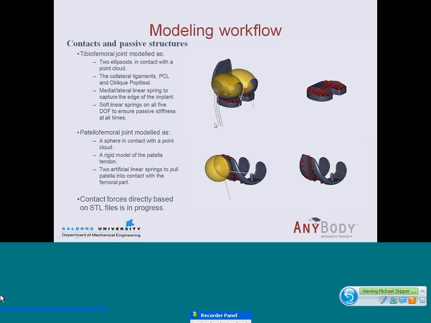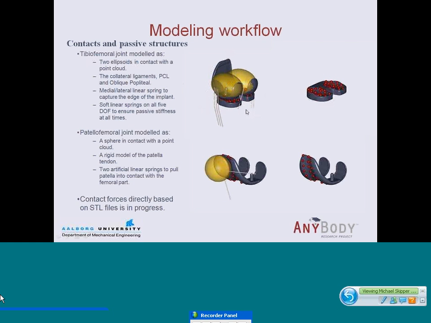Then ligaments were modeled, so the medial collateral ligament and the lateral collateral ligament, the PCL and the oblique popliteal. The medial side was three force elements, and they were actually defined to wrap over a cylinder. The cylinder is not shown here, but it's actually wrapping over a cylinder to not get too large bone penetrations. And the lateral side were just line elements between 2 points.